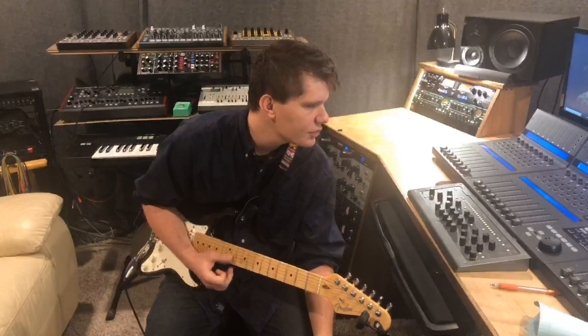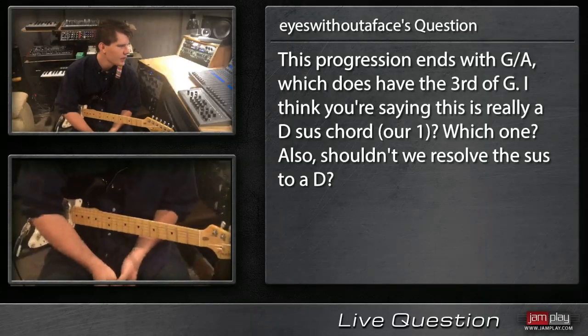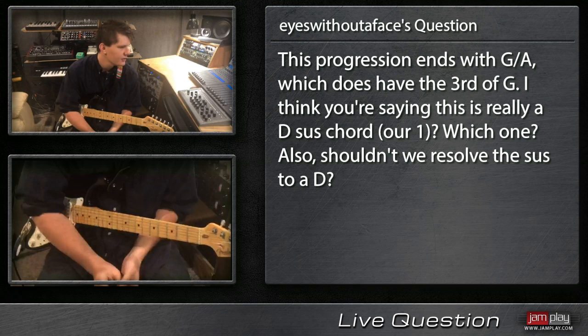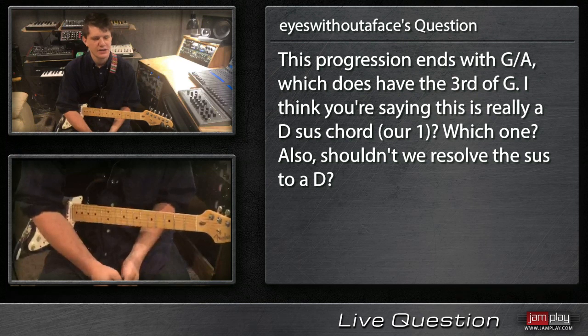Which one? Also, shouldn't we resolve the sus chord to a D? Okay, cool. Good question. So, the progression ends with a G over A chord, which does not have the third of a G. So, I'm considering this more of a G sus chord.